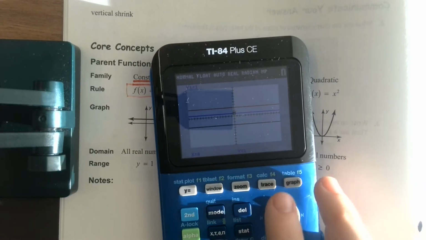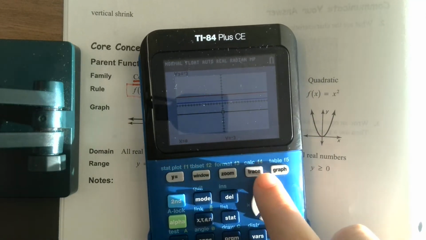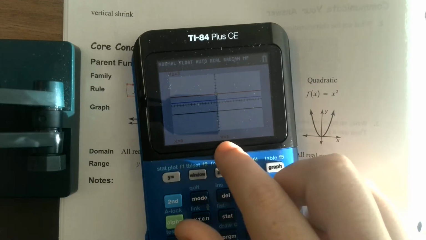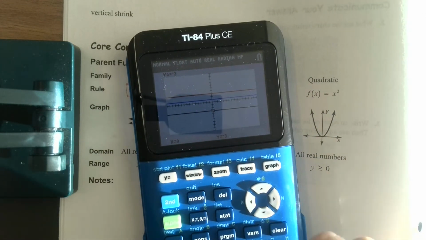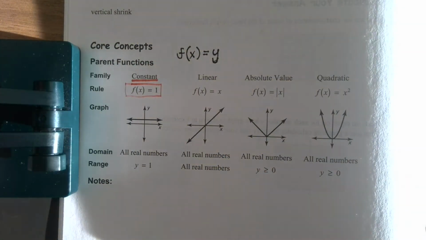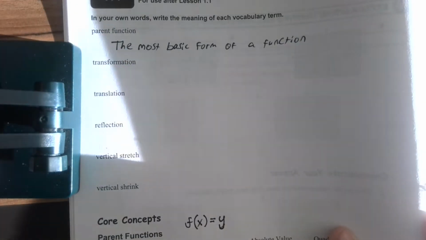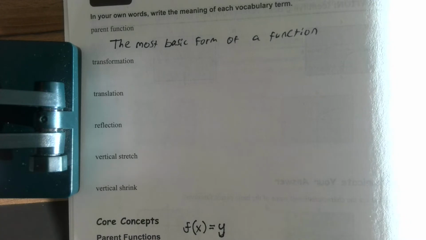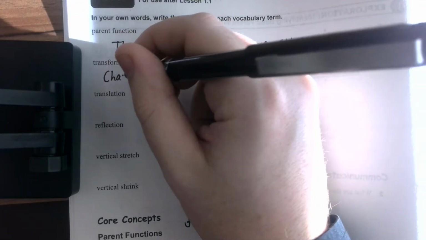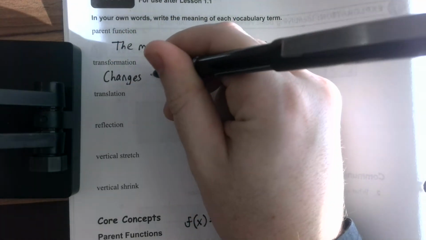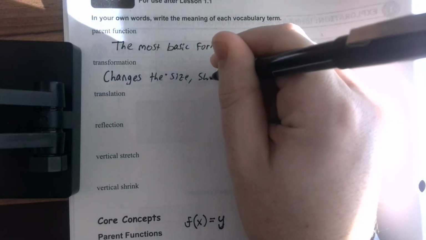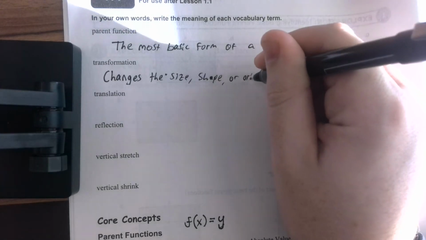You can also see on the graph, I have a couple different lines. I have a red line and a green line. According to the graph, the red line is at y equals 3, so it's a little bit higher than our parent function. As for the green line, it's a little bit lower than our parent function at negative 3. We call these changes transformations. Up here where it says transformation, a transformation is something that changes the size, shape, or orientation of a graph.